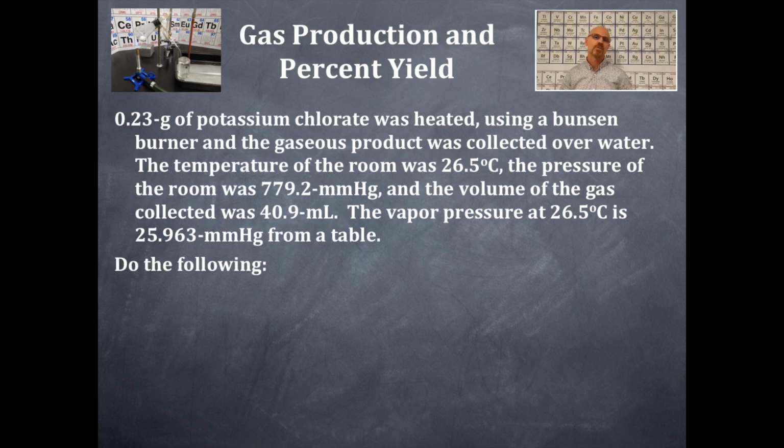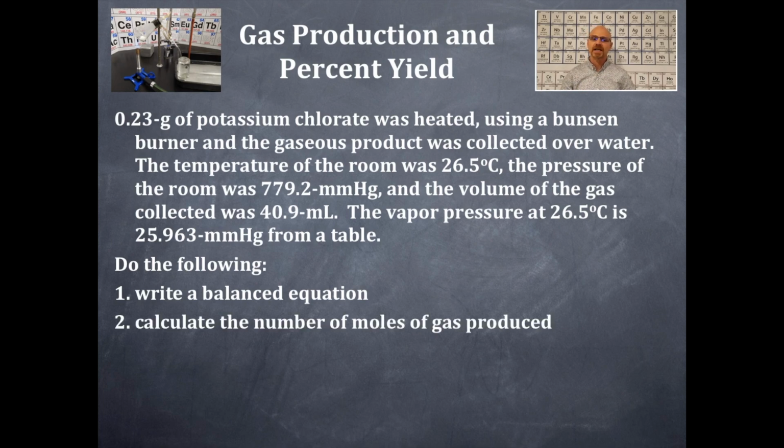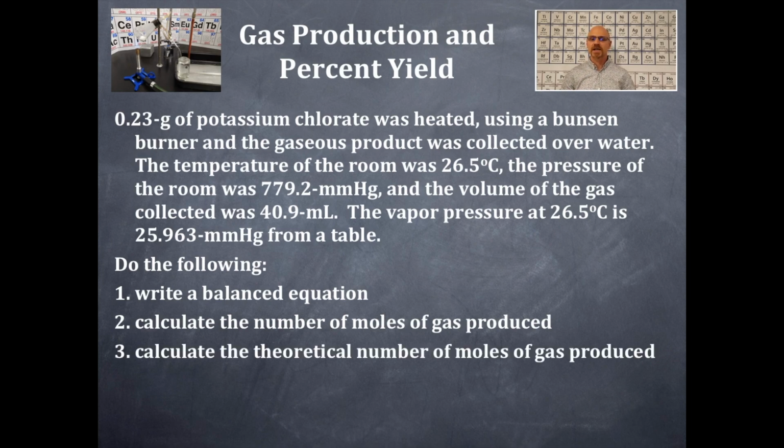So what are we going to do? We're going to do the following. Number one, we're going to write a balanced equation for this reaction. Number two, we're going to calculate the number of moles of gas produced. Number three, we're going to calculate the theoretical number of moles of gas produced. And then number four, we're going to calculate the percent yield. So, all encompassing in this problem. I'm going to show you a laboratory setup of what this looks like as well.